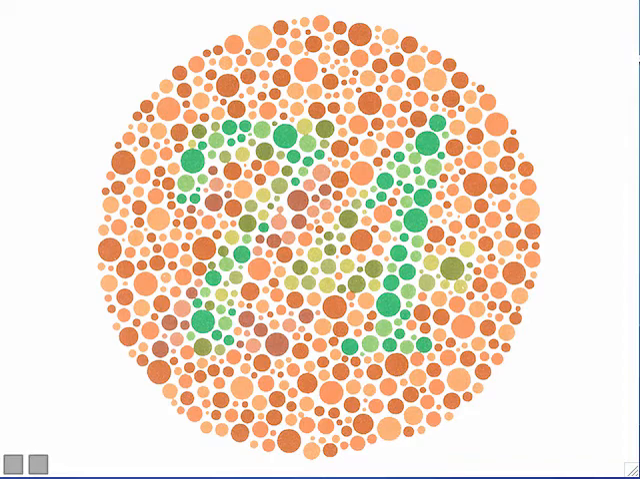But if you were colorblind for your green cones, then you would not be able to see green color, so you would not be able to see the 74. The colors of those 74 would just blend into the background colors, and you would not be able to see the numbers.